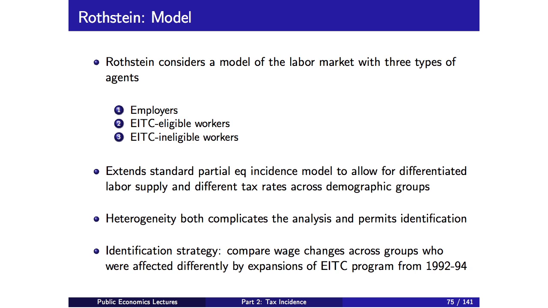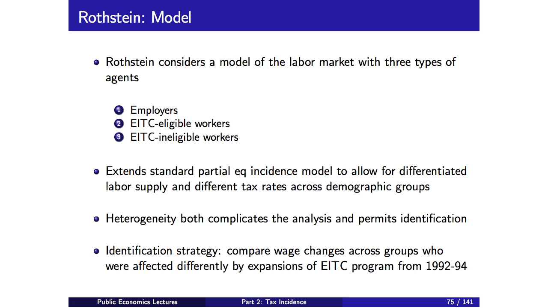Okay, so what Rothstein is going to do in this paper is consider a model of the labor market that has three types of agents. Of course, there are employers, but then there are two types of workers. There are EITC eligible workers and there are EITC ineligible workers. So for example, think about people with kids versus without kids. If you're earning $10 an hour and you have 2 kids, and I'm earning $10 an hour and I don't have kids, we're basically in the same labor market, but you get the subsidy and I don't. And he's going to show you that there are different distributional effects across these two groups, which is why in the model it's important to split them apart.